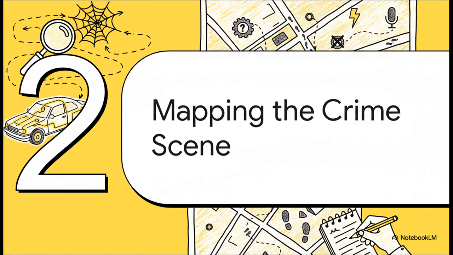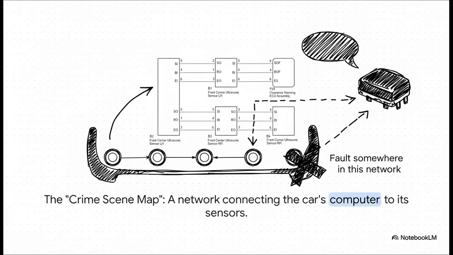Every good detective needs a map of the crime scene. For us, that means we need to understand the system and identify all the key players that are involved in this whole communication breakdown. And here it is. This is our crime scene map. This wiring diagram shows us the entire path of communication. See, over on the right, you've got the brain of the whole operation, the ECU. That's the main computer. And it's connected in a chain to all the individual ultrasonic sensors lining the front bumper.